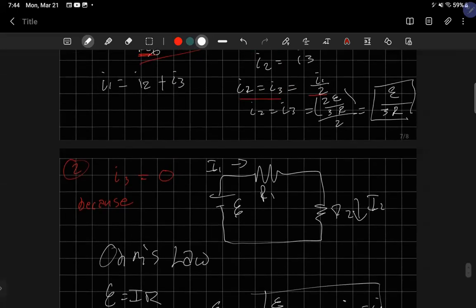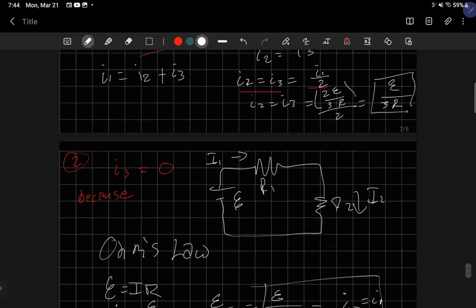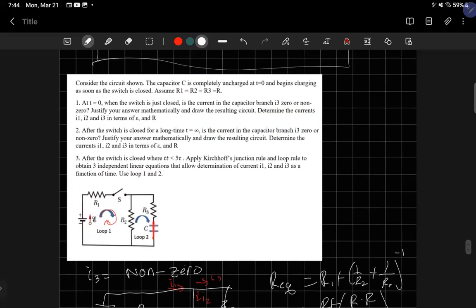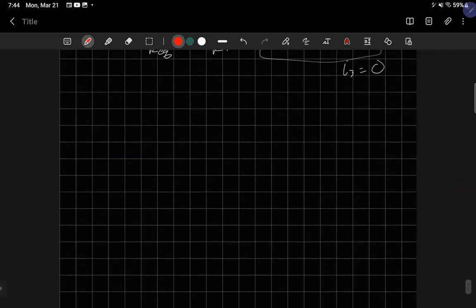So that gives the numerical values of I1, I2, and I3. And then after the switch is closed, where 0 is less than t, which is less than 5 tau, apply Kirchhoff's junction rule and loop rule to obtain 3 independent linear equations that allow determination of currents I1, I2, and I3 as a function of time. Use loop 1 and 2. Okay. Last one, hopefully.